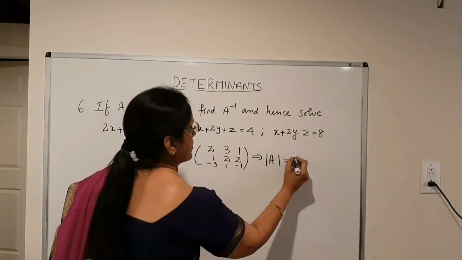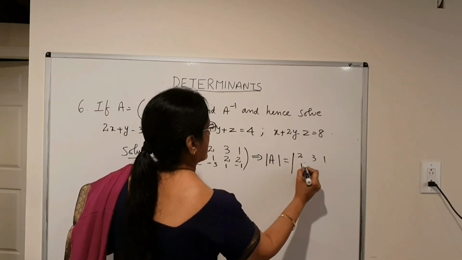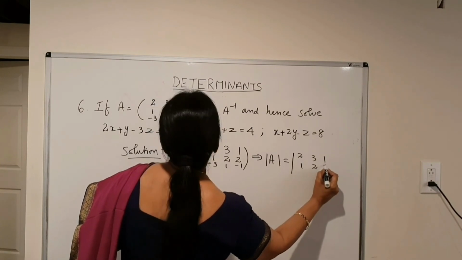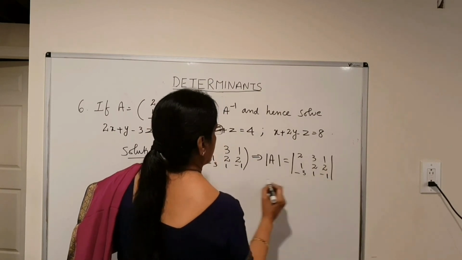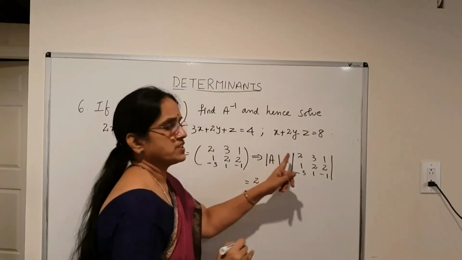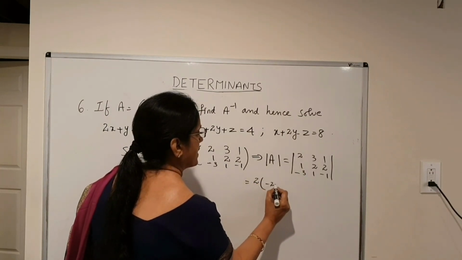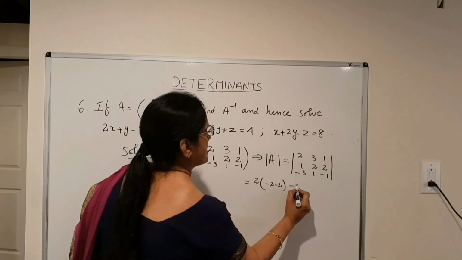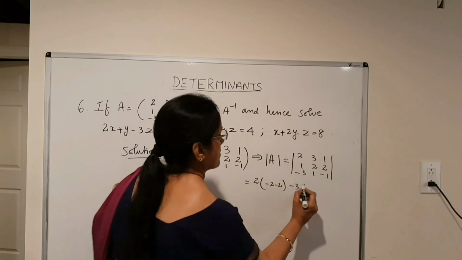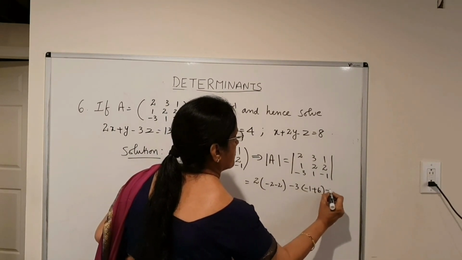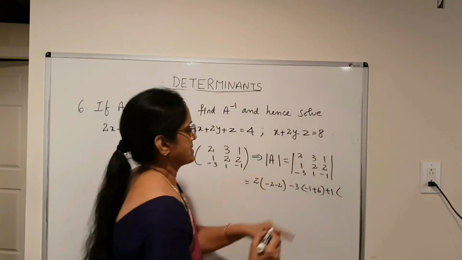So, the determinant value is going to be the determinant of 2, 3, 1, 1, 2, 2, minus 3, 1, minus 1. Let me expand it using the first row: 2 into minus 2, minus 2. Then minus 3 into, leaving the first row and second column, minus 1 plus 6. Then plus 1 into, leaving the first row and third column, 1 plus 6.